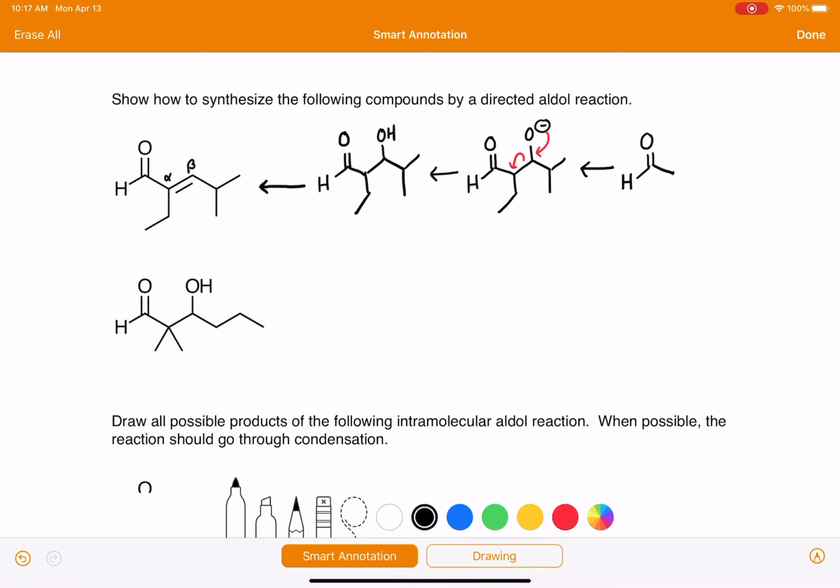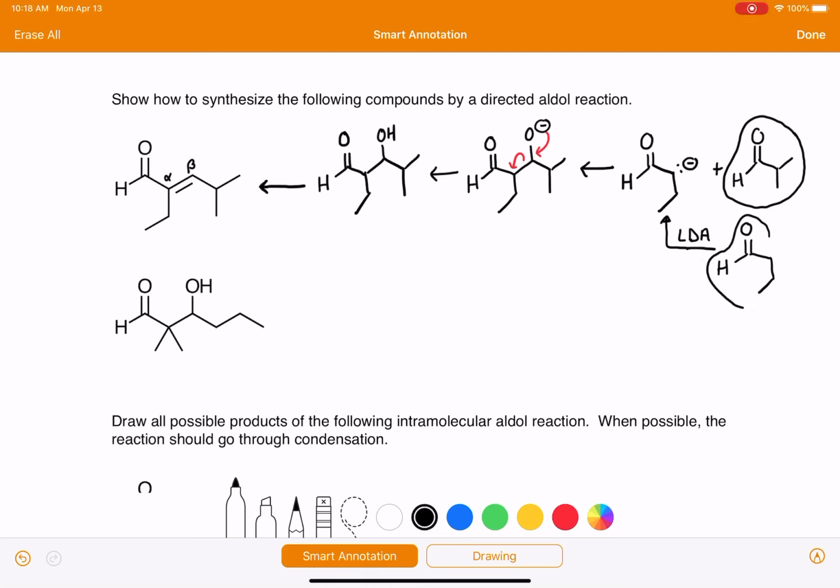So that gives us this enolate and this aldehyde right there. So we're almost done. This is one of our reactants right here. So we've got that part of it figured out. And then the other question is, how do we get this particular enolate? This enolate is made by reacting LDA with that aldehyde. So here's our other aldehyde. There we go. I know that's a lot.